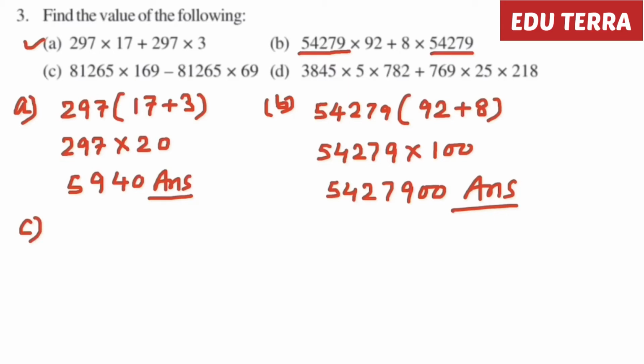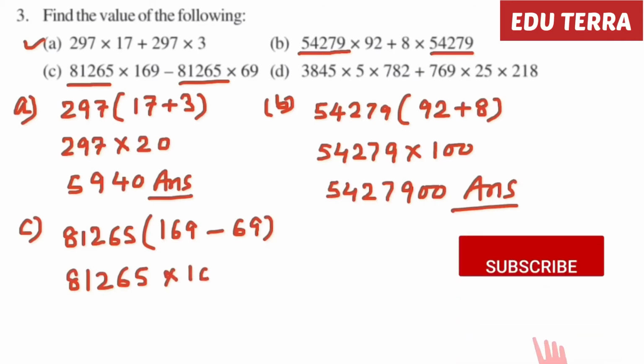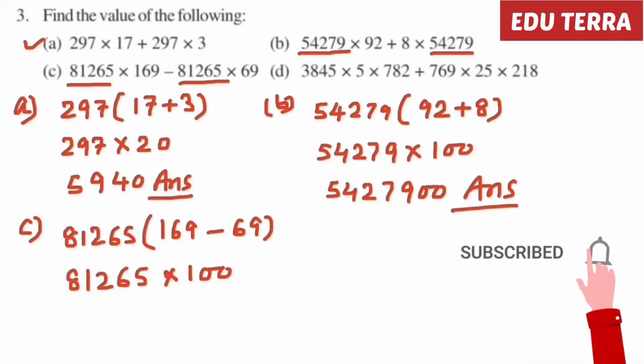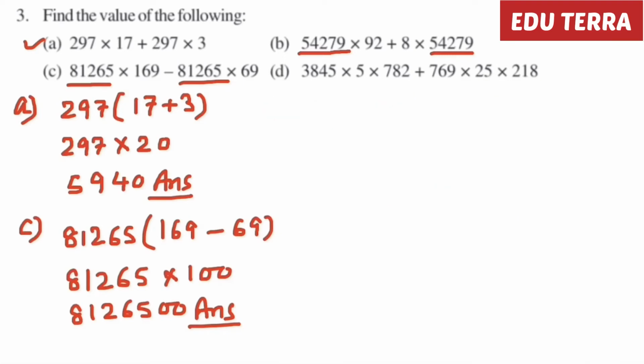See here again one thing is common, this number is common. So you will take as a common 81265 in the bracket, 169 minus 69. So 81265 into 100, because 169 minus 69 will come 100. So just use 20 is our answer. Okay. Now part D.